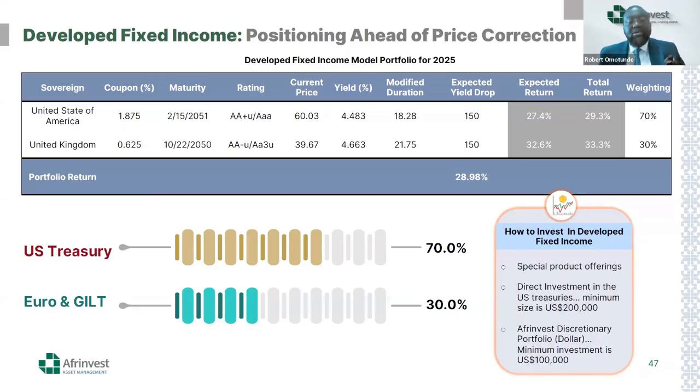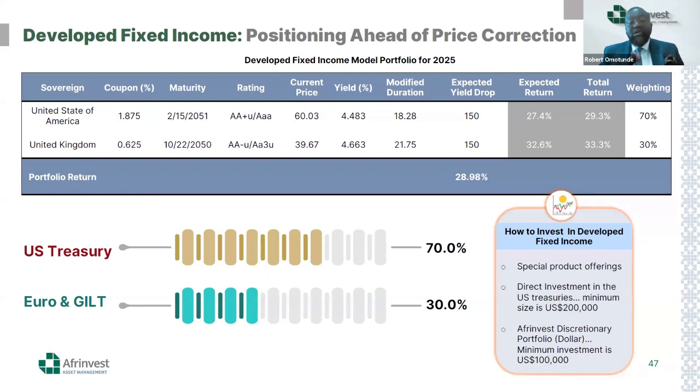For the developed fixed income market, to be specific, our favor is for the US Treasury and the Euro and the gilt market, but particularly for the US Treasury and the gilt market. Now, we think that your allocation in the developed fixed income market should be 70% to the UST and only about 30% to Euro and gilt.